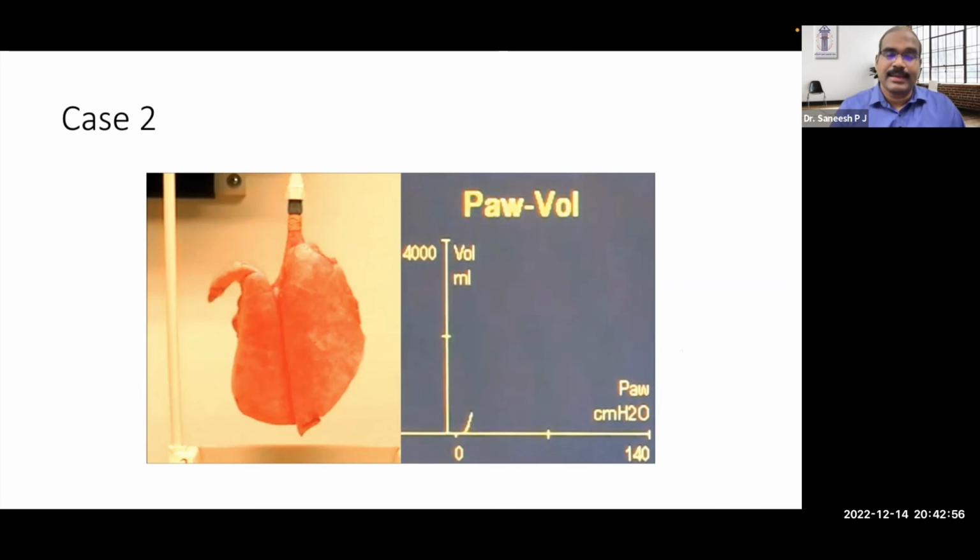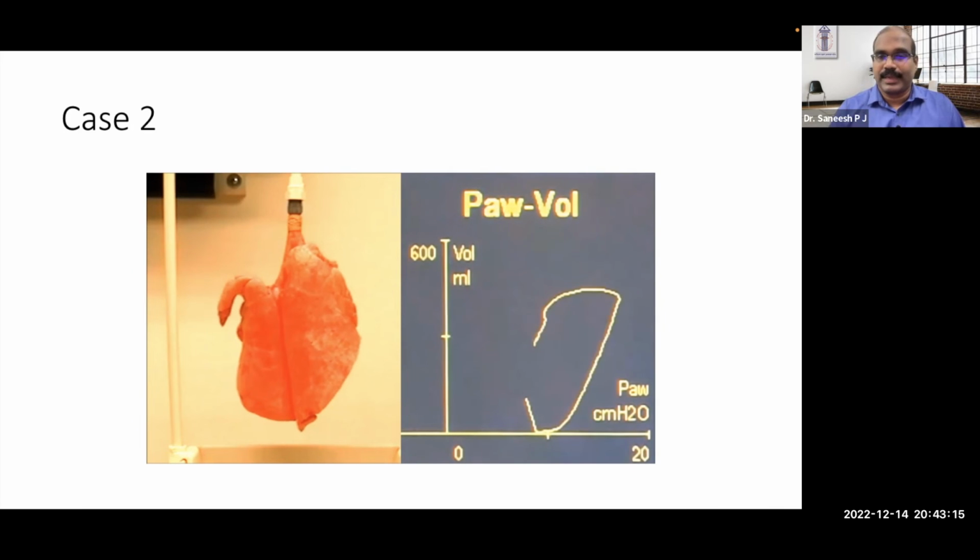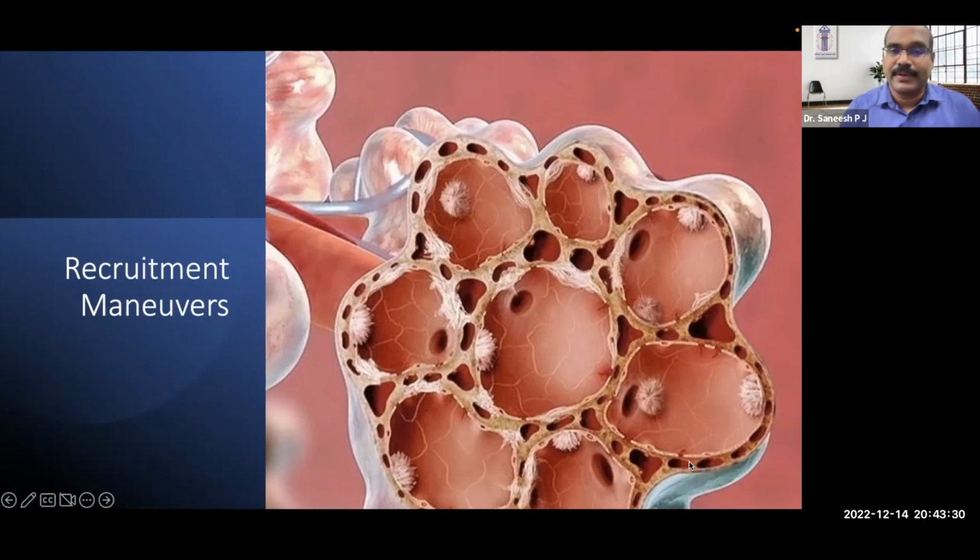Many of the de-recruited lung units are now recruited. And now the pressure required to attain the same tidal volume is far less. That means the lung in toto has become more compliant, which is again visible in your pressure volume loop. Here you can see with the pressure coming down to around 17 to 18, tidal volume achieved is something close to 500.